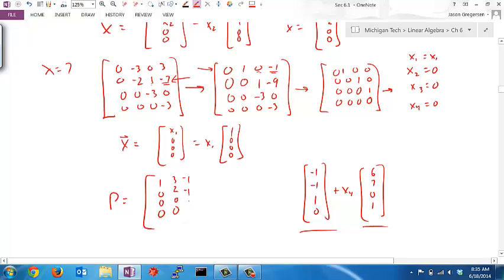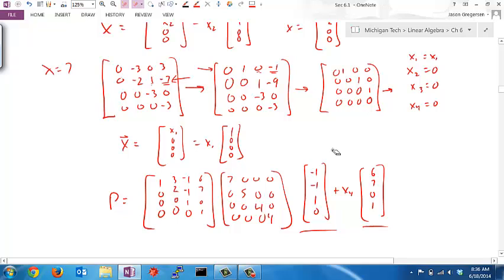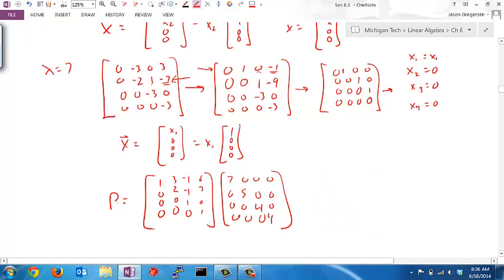-1, -1, 1, 0, 6, 7, 0, 1. And then the eigenvalues have to match the order I did the eigenvectors, so this would be 7, 5, 4, and 4, and zeros everywhere else. And the last step would just be to calculate the inverse matrix. So A is equal to this, P inverse.